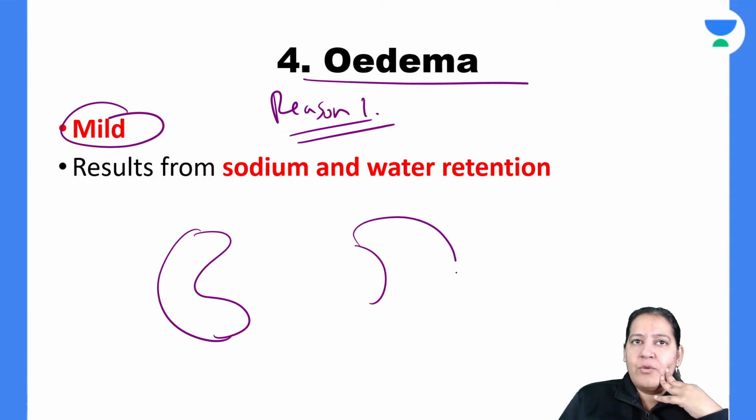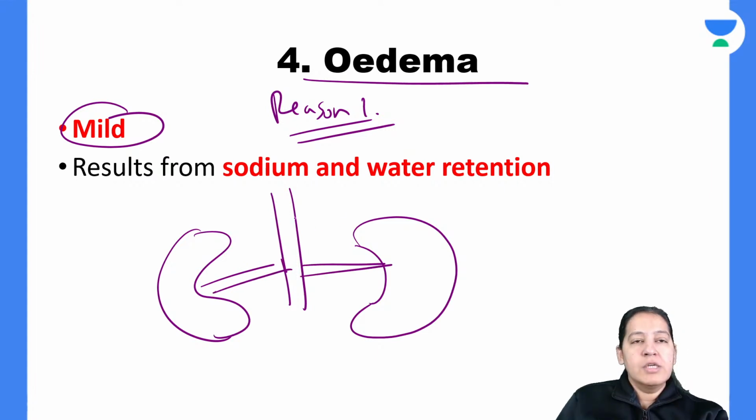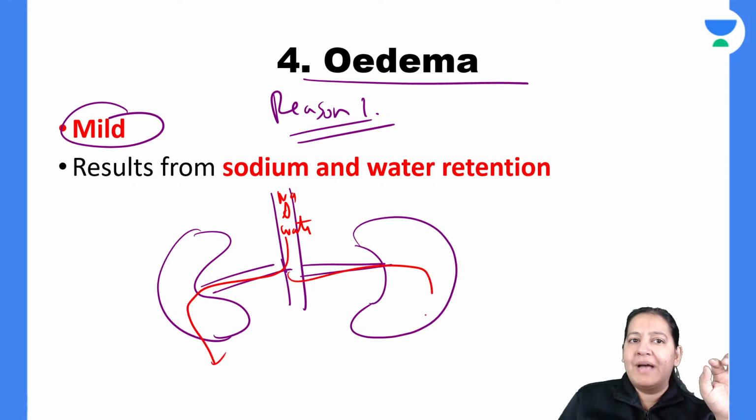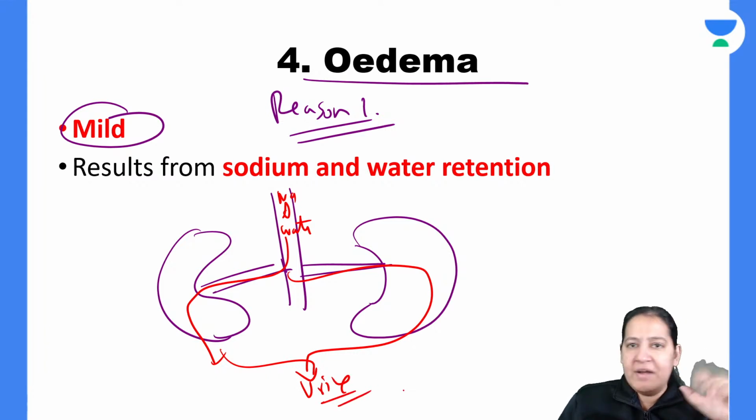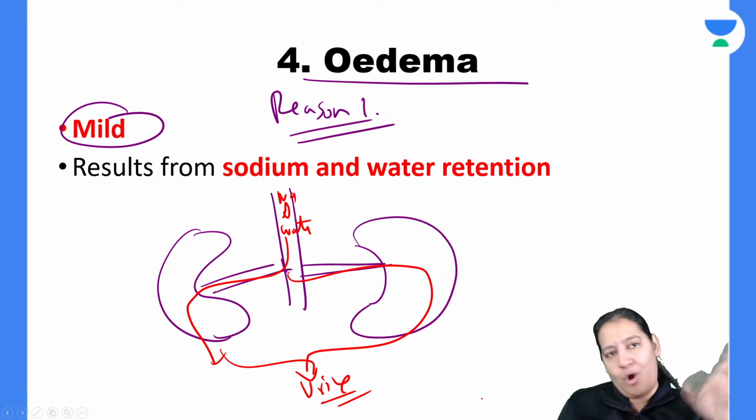Humans have 2 kidneys, right? So this is the aorta and this is the renal artery going to the kidney. Whatever sodium and water is present in the blood is excreted out of the body by the 2 kidneys in the form of urine. So urine excretes sodium and water along with the excretory materials, that is creatinine, uric acid and all, right?